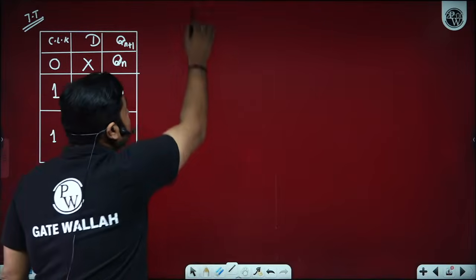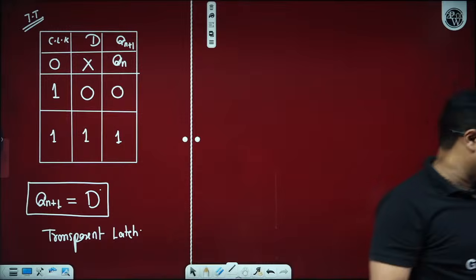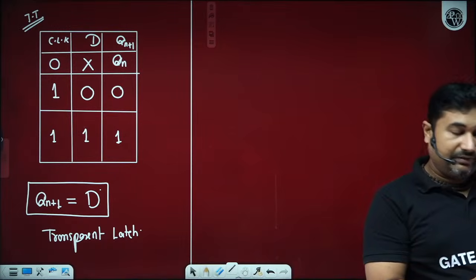How many of you able to understand? Please let me know, beta ji, if you are able to understand up to this part. Haan ji beta, you can please ask whatever you want to ask.